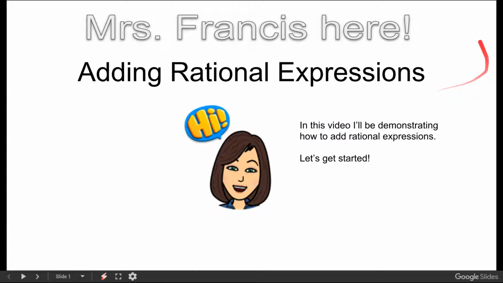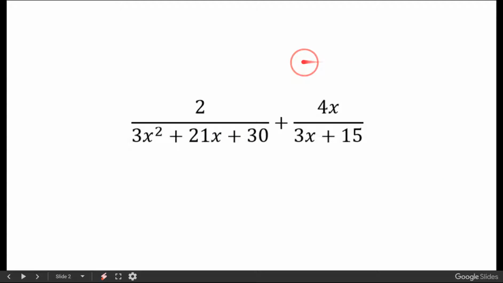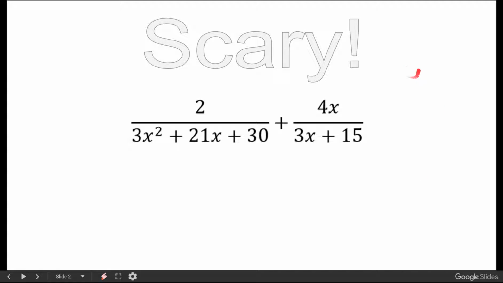Hi, this is Mrs. Francis, and today we're going to be taking a look at how to add a rational expression. So let's get started. And here's our rational expression, and I know it's a little bit scary, so let's take a look at how we should approach it.